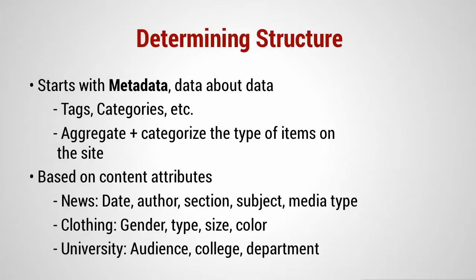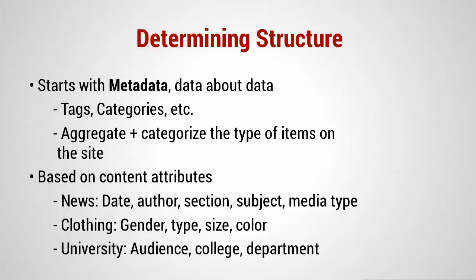What about a university website? What kind of attributes does each piece of content have? Well, audience is a big one. In fact, if you go to the bsu.edu website, you'll see that the navigation across the top allows you to break the site down into audience. So if you are a current student, you can just select current student, you'll only see content that's geared to you.